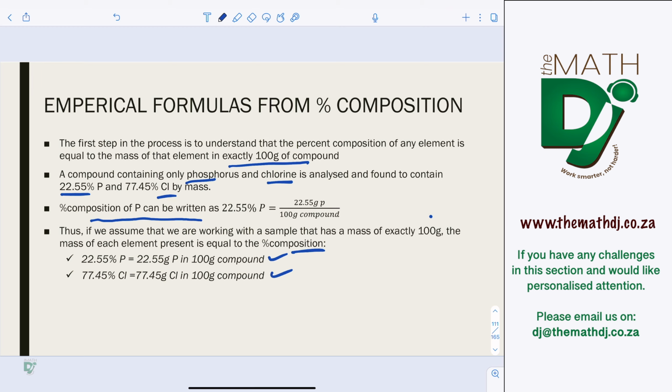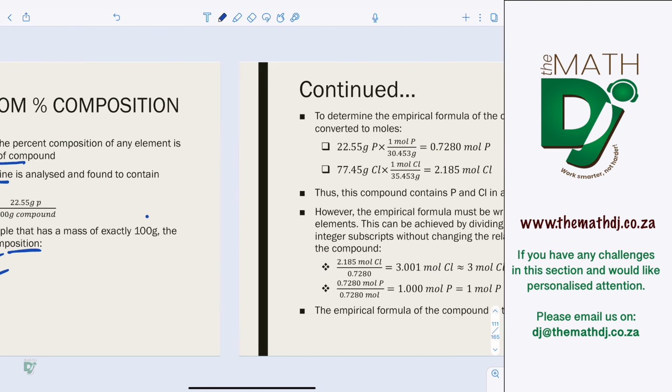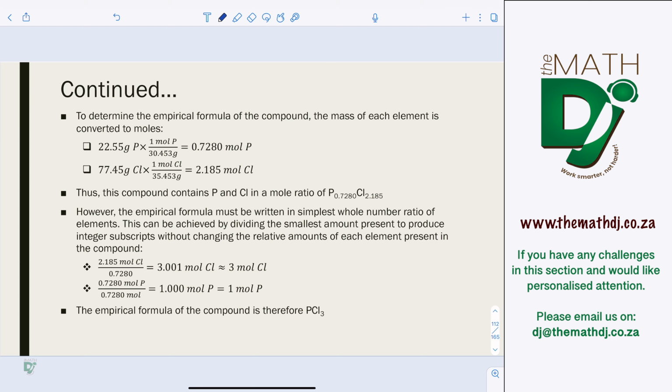Then from these grams, you can now find the moles. Okay, let's move on. To determine the empirical formula of the compound, the mass of each of the elements is converted to moles. So now we are converting the grams that we get. Remember, moles is m over Mr. So in this case, this is how we do it now. So you go from your formula of phosphorus. If you go to the periodic table, you get this one.